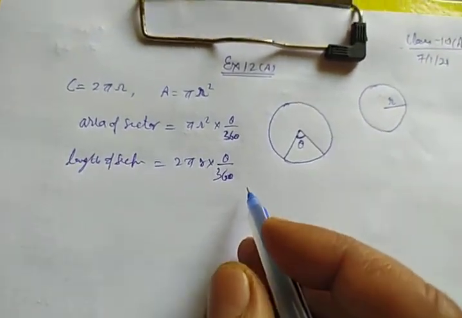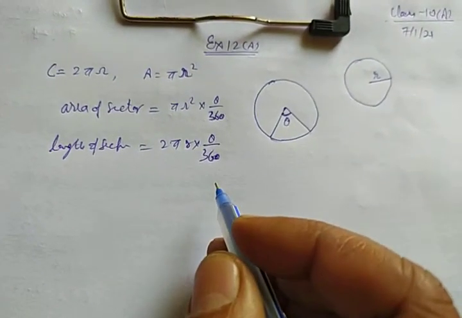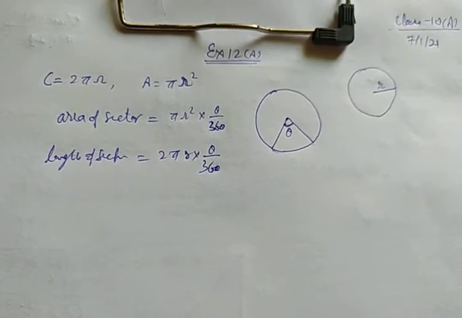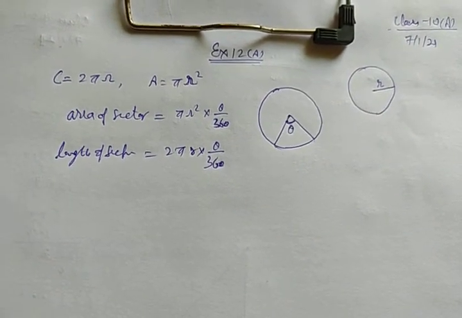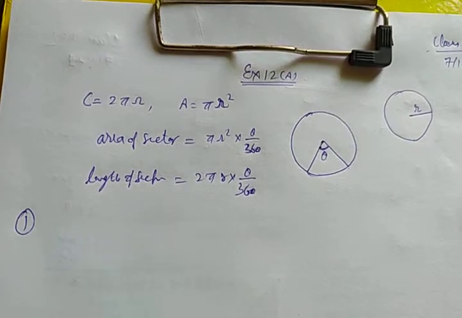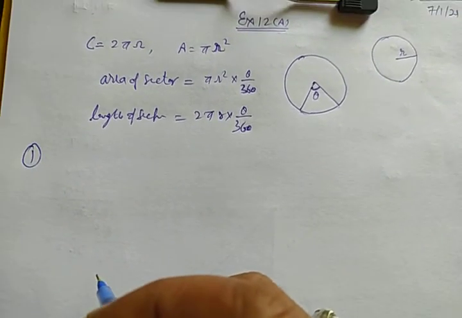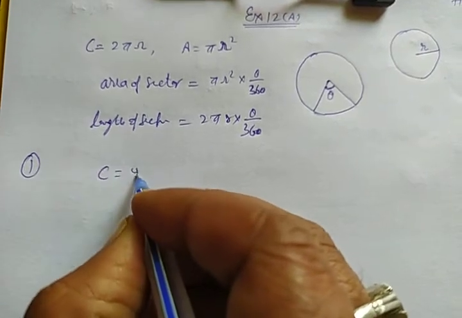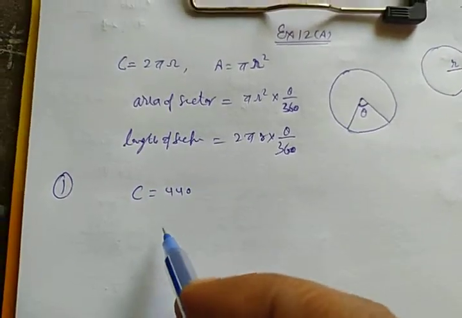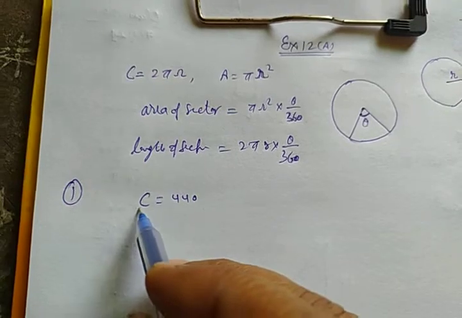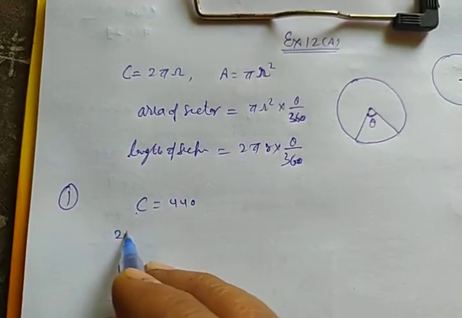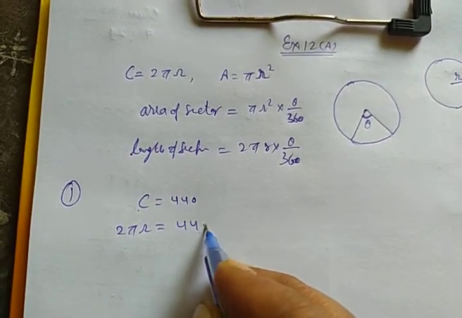Now let us take some questions for the sake of understanding. Let us start from question number 1. Find the area of the circle whose circumference is 440. Circumference means C has been given 440. Now when circumference is given, then you apply formula of the circumference, that is equal to 2 pi r. It does mean 2 pi r is equal to 440.